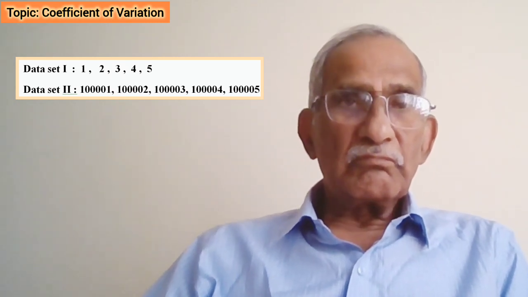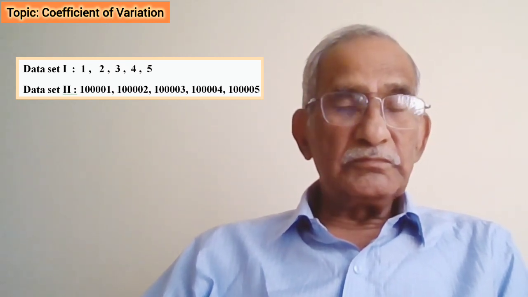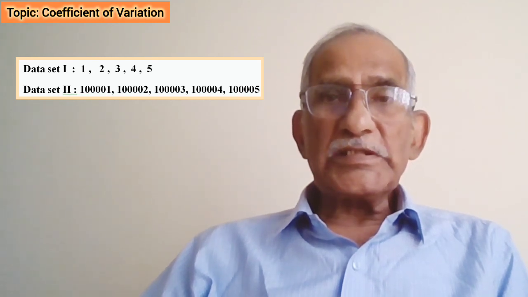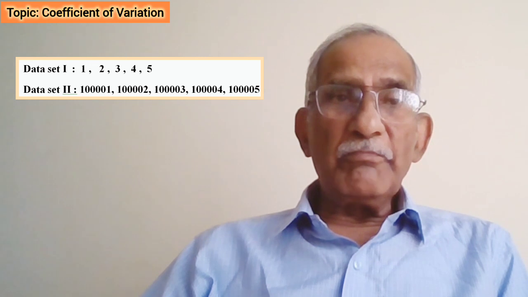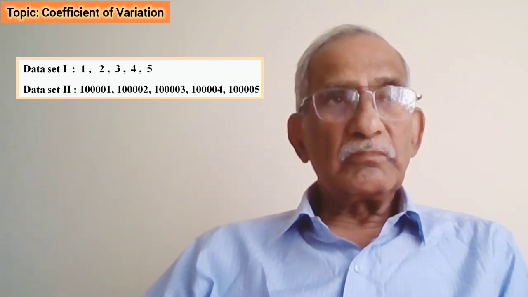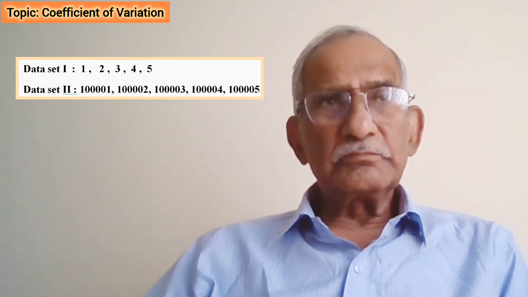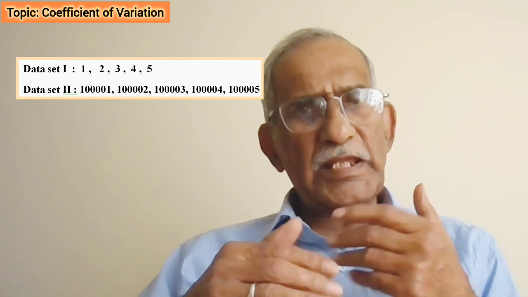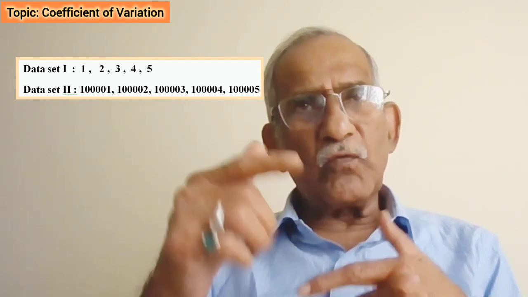You see, in data set 1, the minimum value is 1 and the maximum value is 5. The value has increased 5 times. In data set 2, the minimum value is 1 lakh 1 and the maximum value is 1 lakh 5. Can an increase of 4 in 1 be the same as an increase of 4 in 1 lakh 1?